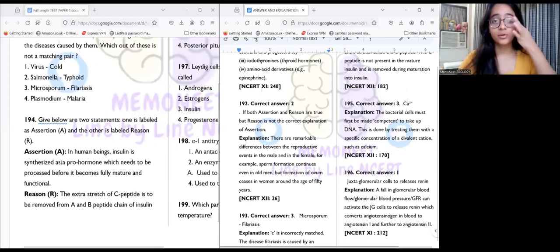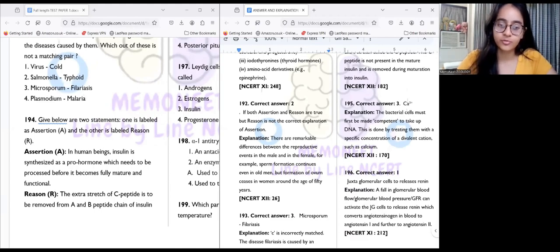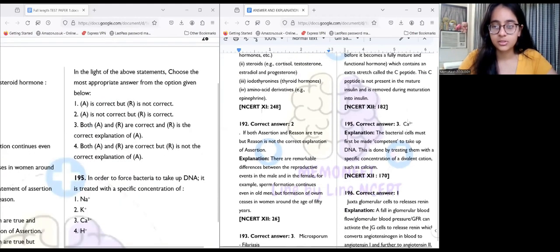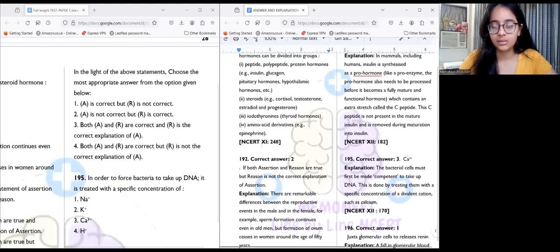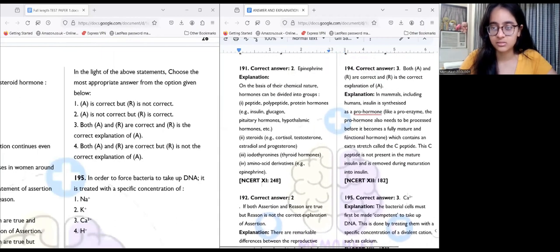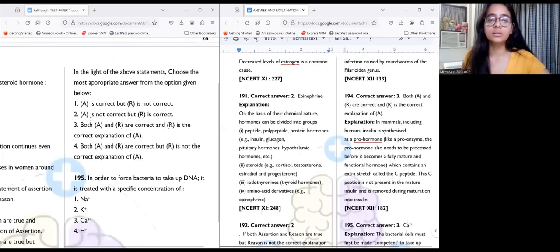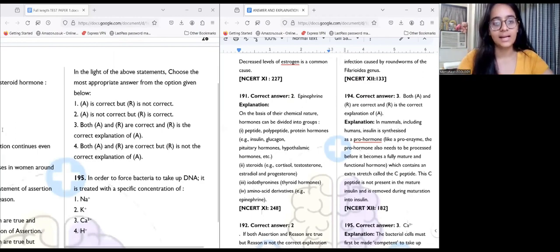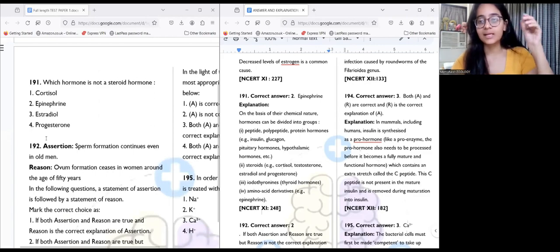Now we have 194. Given below are two statements labeled assertion and reason. In human beings, insulin is synthesized as a prohormone, which needs to be processed before it becomes mature and functional. Yes, that's true. And the extra C peptide is to be removed from the A and B peptide chains of insulin. For 194, the answer is option number 3, that is, both A and R are correct and it is the correct explanation as well. The assertion is that insulin is secreted as proinsulin, and then it needs to be processed. How is it processed?